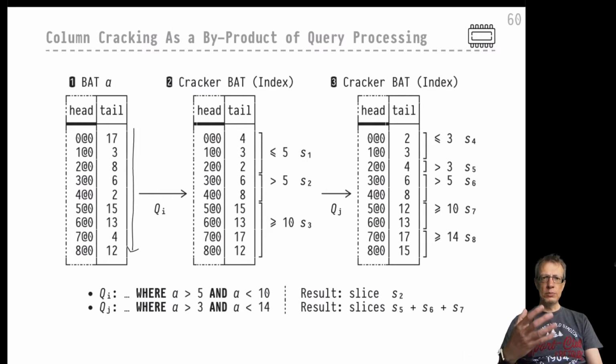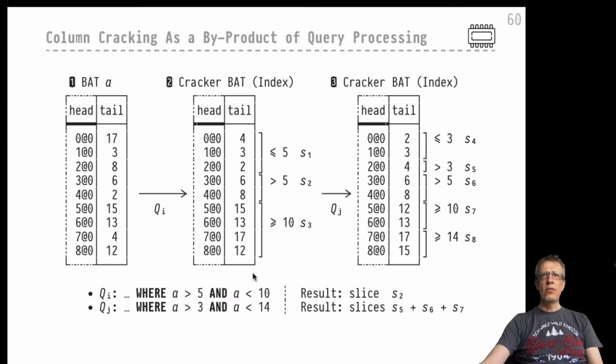Again, the index comes in the form of BATs themselves, not in the form of trees or so on. It's just an array of values. This is something that we can particularly efficiently access inside our system, and that's the representation that we choose inside MonetDB. All right, so while we scan this column, on the side we can create this cracker BAT that will serve as an index structure.